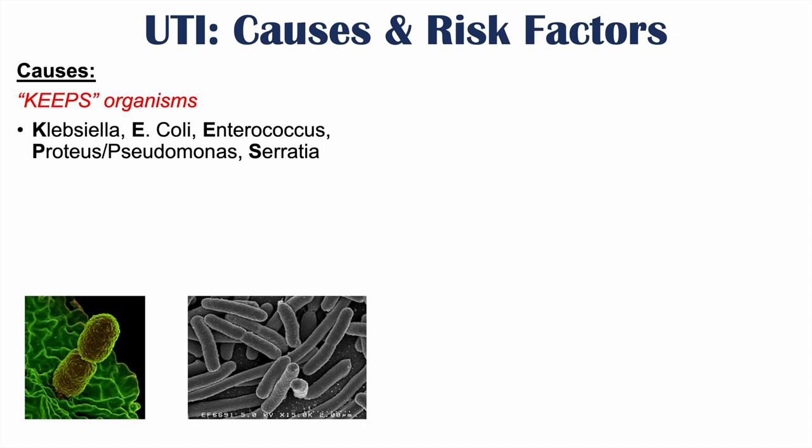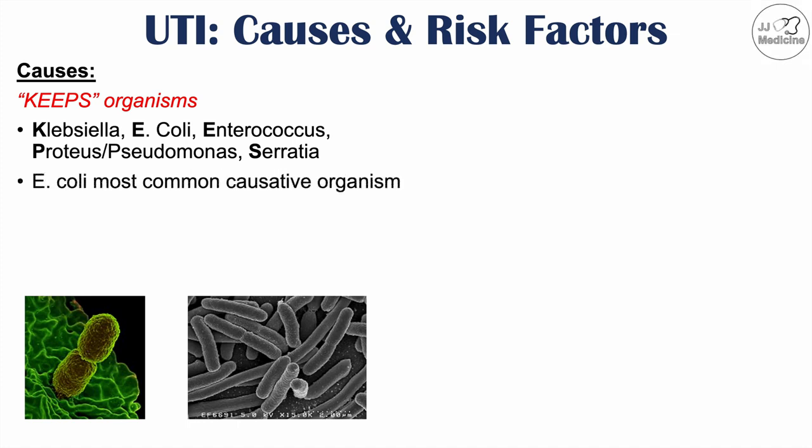Klebsiella and E. coli come from the gastrointestinal tract. So they are large intestinal bacteria or colonic organisms. And the majority of cases are going to be caused by E. coli. Some patient populations are more at risk for having a UTI caused by specific bacteria. Patients in hospital are more likely to have UTIs caused by Pseudomonas, for instance. And then there are some atypical infective causes. So those are the most common causes, those KEEPS organisms.